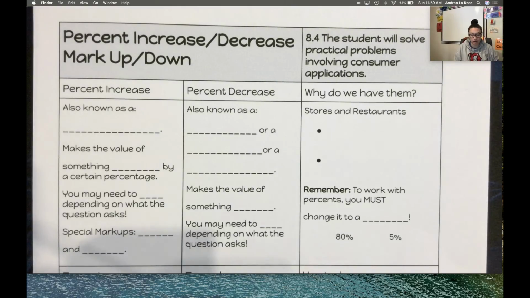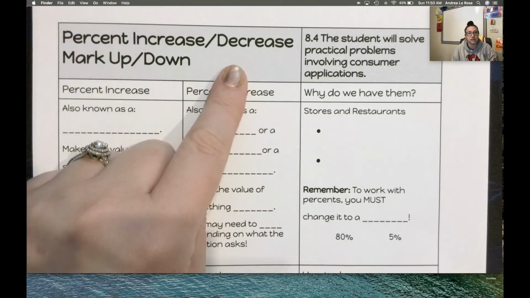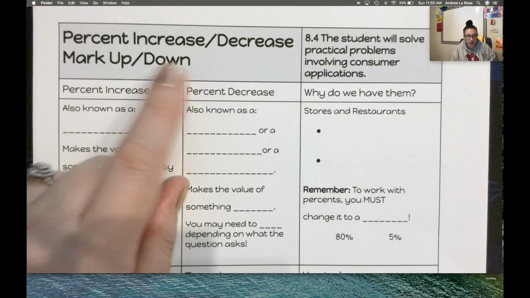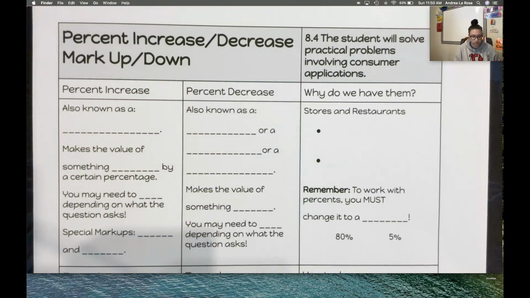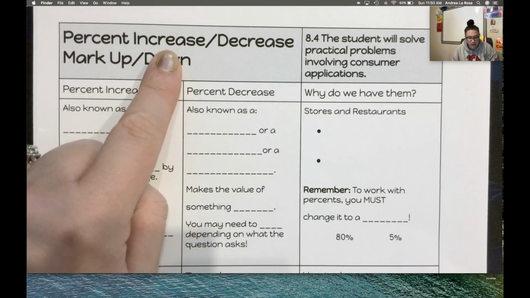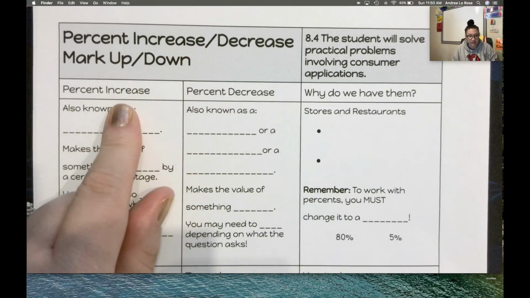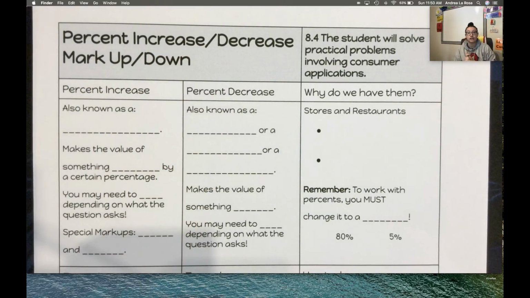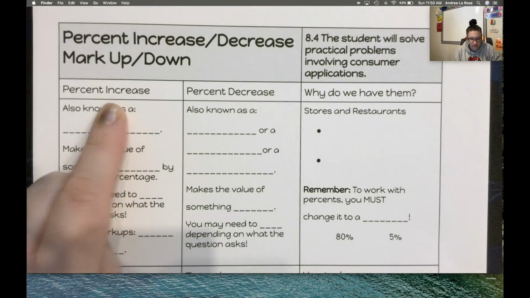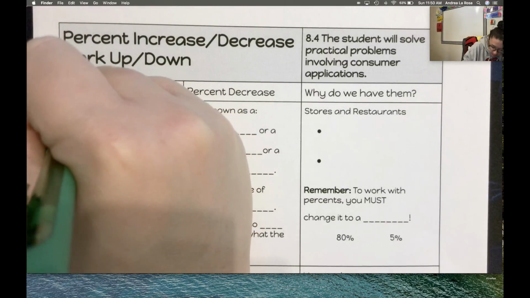These notes today are going to be for percent increase and decrease, also known as a markup or markdown. This word, percent increase or decrease, this markup, markdown, is something that we see a lot when we're shopping, we're spending our money. A percent increase is also known as a markup.